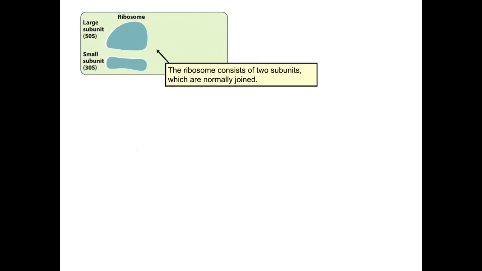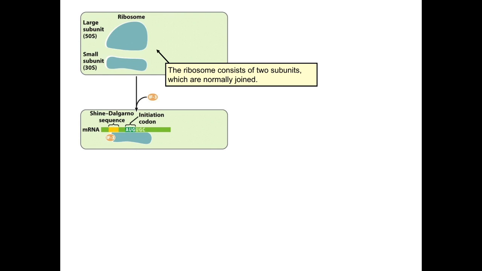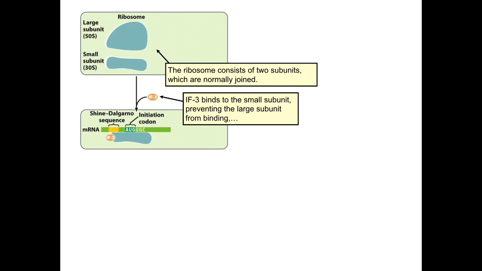Here's an image of the ribosome. The ribosome consists of 2 subunits, which are normally joined, the 30S and the 50S. If initiation factor 3 binds to the small subunit, this prevents the large subunit from binding, thus allowing the small subunit to attach to the mRNA.